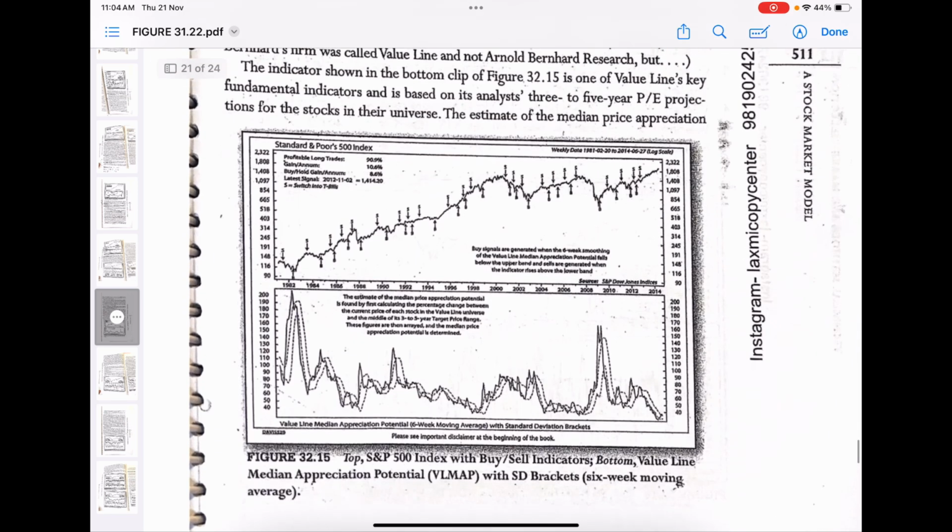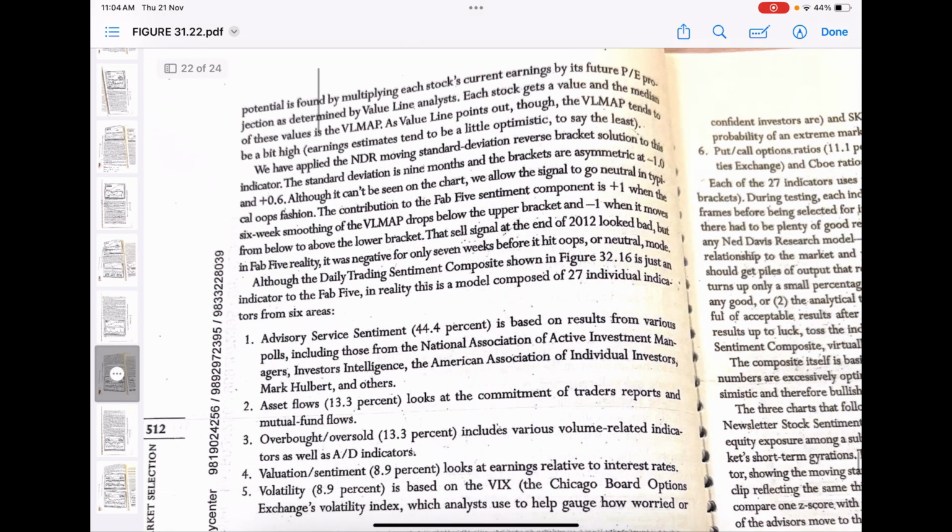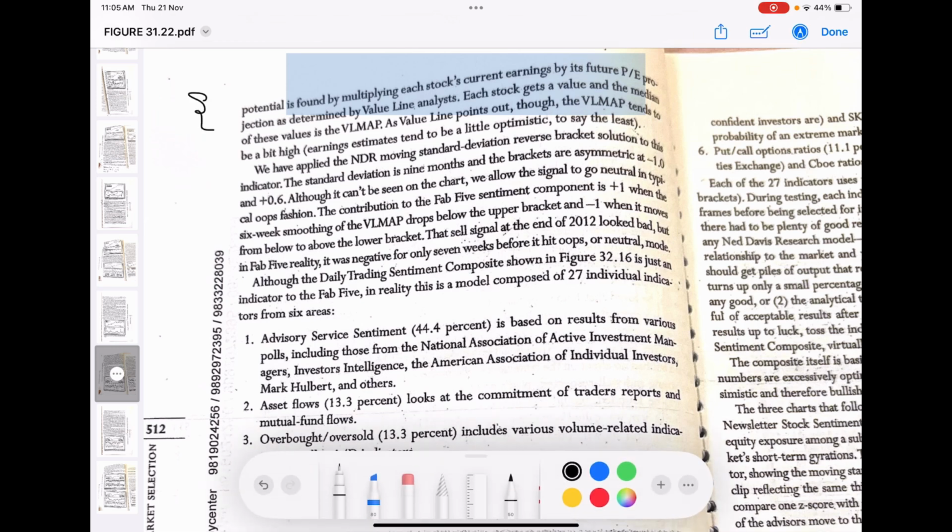The estimate of the median price appreciation potential is found by multiplying each stock's current earnings by its future PE projection as determined by Value Line analysis. Each stock gets a value, and the median of these values is VLMAP. As Value Line points out, though, the VLMAP tends to be a bit high.